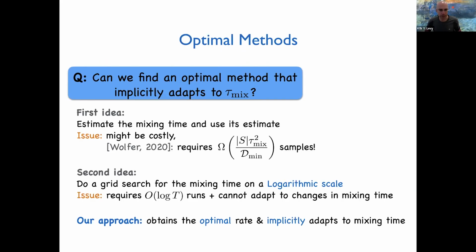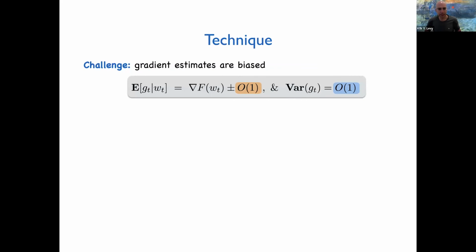So let me talk a bit about the challenge and the technique, and then we can finish. The challenge that we talked about is basically that the gradient g_t that we have is biased. It has a bias of O(1). It also has a variance of O(1), but we usually are fine with variance. Standard SGD works with gradient estimates which have variance, but the bias is the actual issue here. We would like the bias to be of the order of the error that we try to obtain.